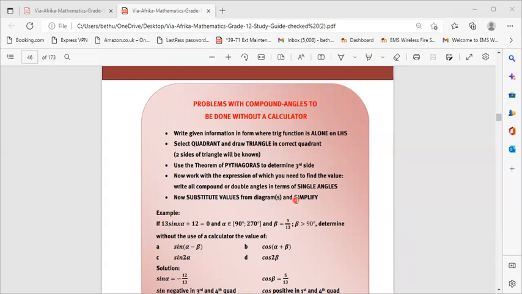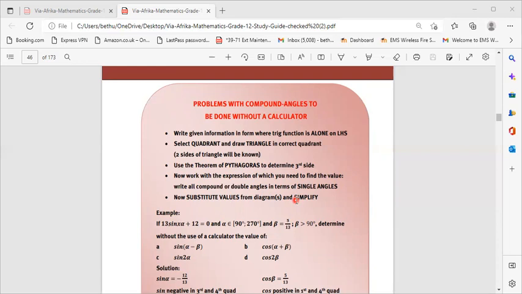Just to recap, remember in our introduction of special angles, this is where the knowledge comes through. This is where you're going to apply your special triangles. So I'll be taking you through the points that you need to follow when you're solving these types of problems.